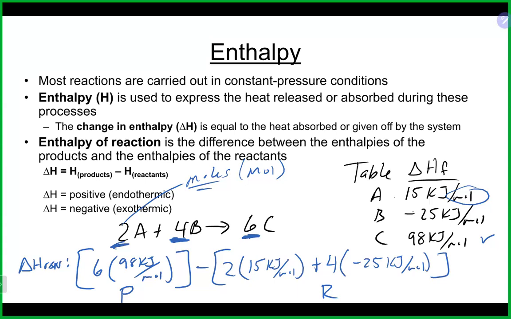There's 6 C molecules. There's 6 individual ones there. Each individual one has the value in the table, so we have to multiply it by 6. So if we do that, we take 6 times 98. We then subtract it from 2 times 15 plus 4 times minus 25. And if I did this all correctly, this is going to give me something like 658 kilojoules for my delta H for this particular reaction.